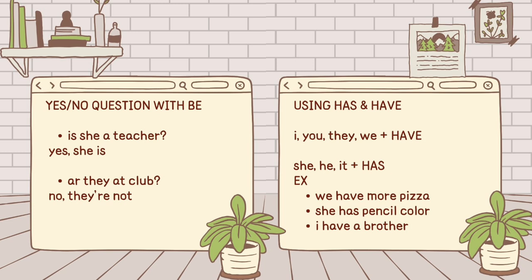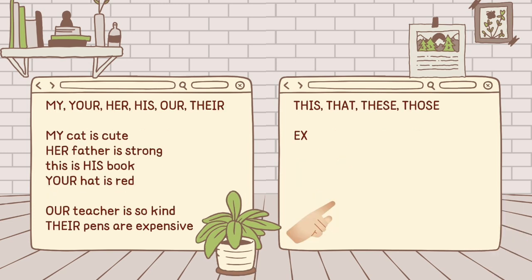Using has and have. I, you, they, we plus have, and she, he, it plus has. For singular, we use this and that. For plural, we use these and those. Let's play with the butterfly. This butterfly, that butterfly, these butterflies, and those butterflies.